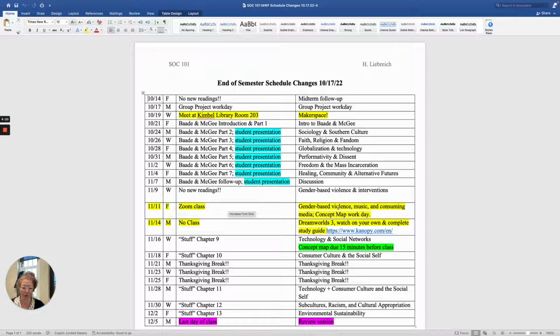On Friday, instead of having a traditional class, it'll be a concept map workday. So you can go to our classroom if you need to access a computer, or you just want to meet up with some of your friends from the class and bounce ideas off of each other as far as what content you're going to cover on your concept map. But I won't be there.